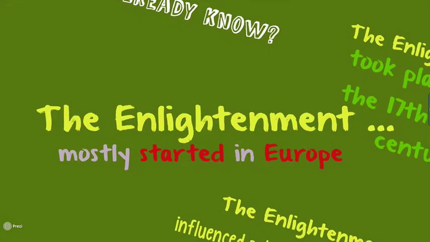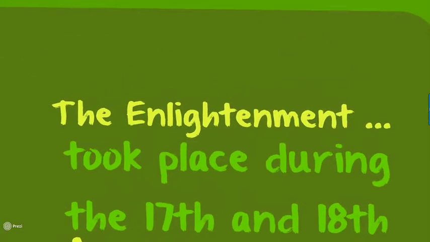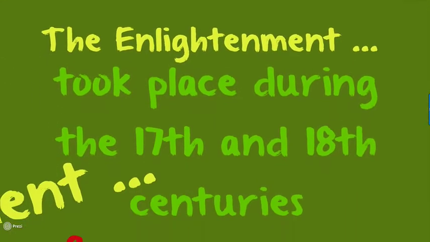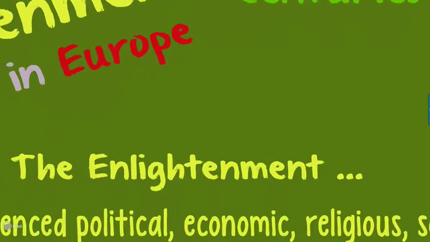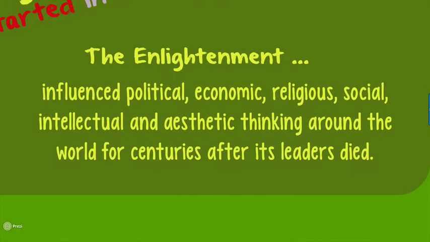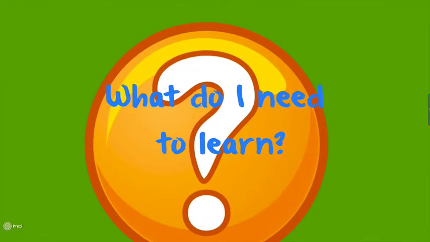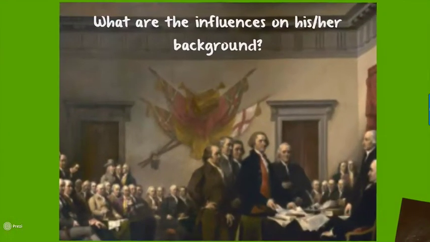One is that the Enlightenment started in Europe, and that the Enlightenment took place during the 17th and 18th centuries, and that it influenced political, economic, religious, social, intellectual, and aesthetic thinking around the world for centuries after its leaders died. So you still need to learn some stuff, obviously.